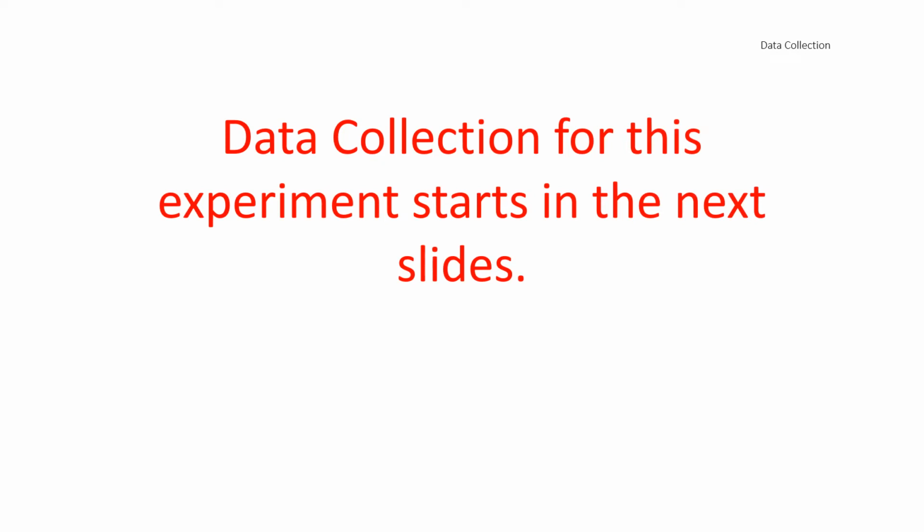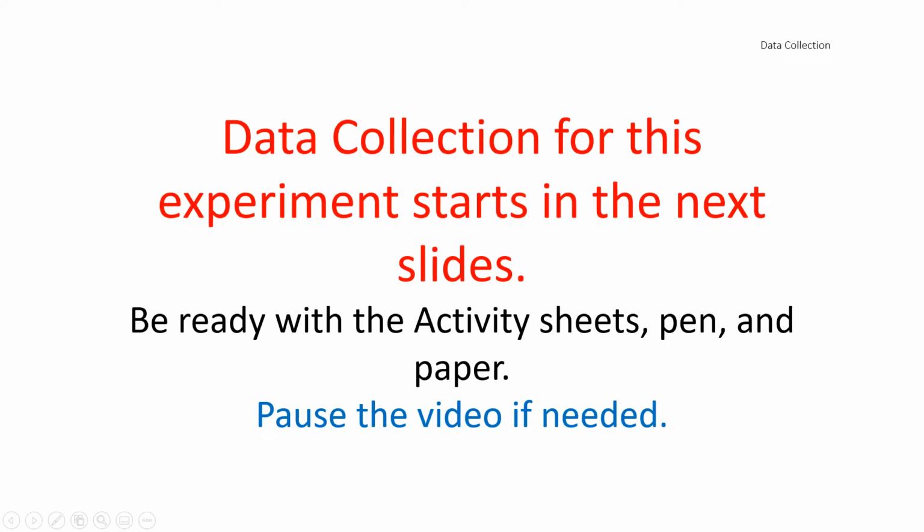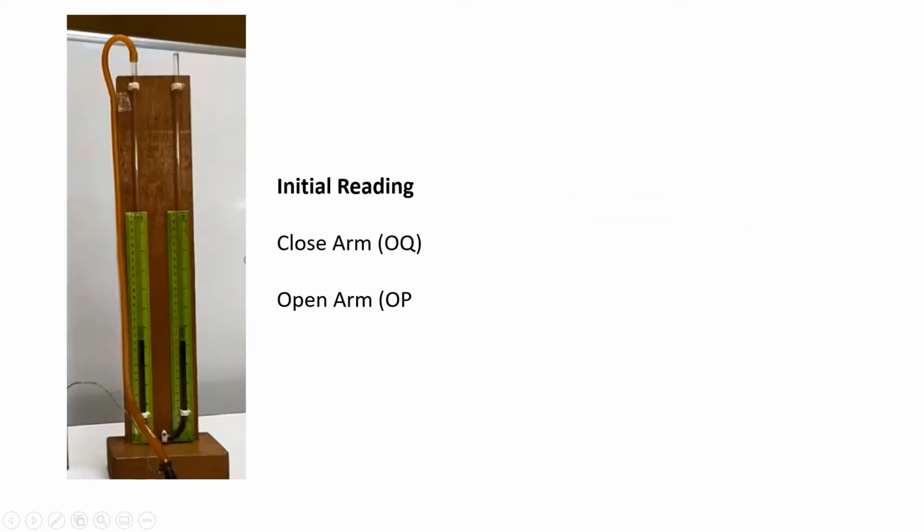So, in the next slides, data collection will start. So be ready with your activity sheets, your pen or pencil, paper, and your calculator. So you may pause the video if you need more time for reading the column of the water in the manometer. Now let's start. Here you're going to read the initial height of the column of water on the closed arm, OQ, and OP for the open arm.